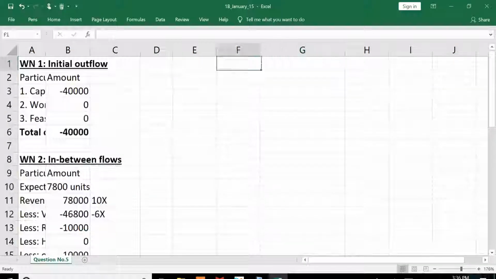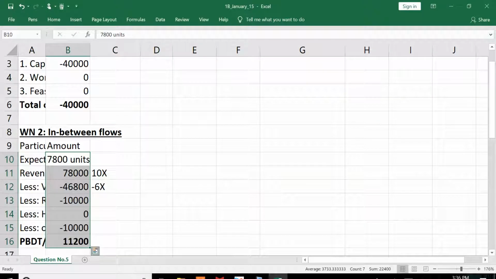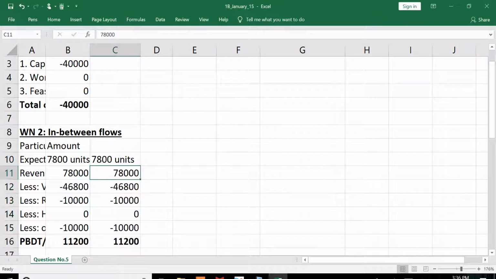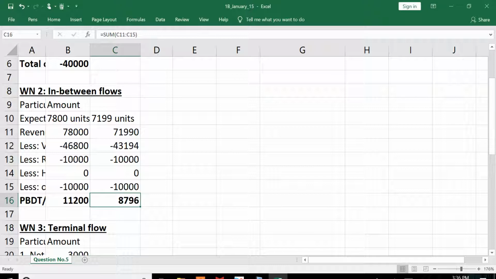If I put 7,199 in my calculation here, 7,199 into 10, 7,199 into 6, I get PBDT of 8,796. I know the profit, I add back the fixed cost, I get to know what contribution is needed, we divide that by 4 and we get the number of units, which is 7,199.